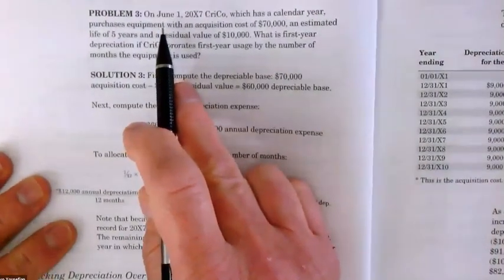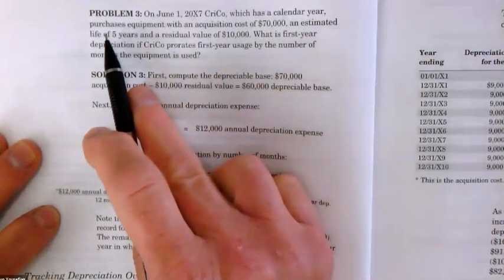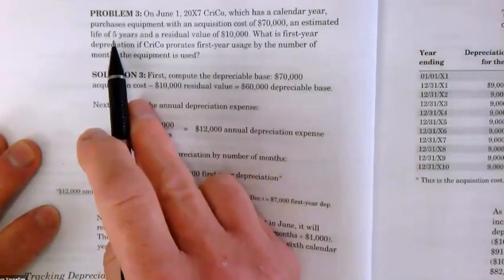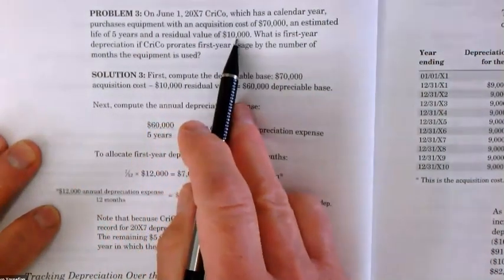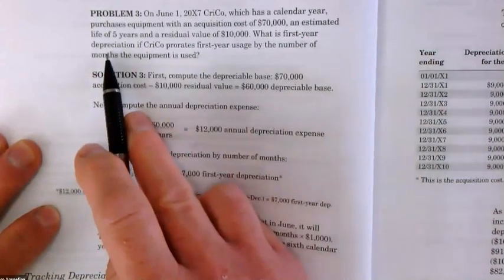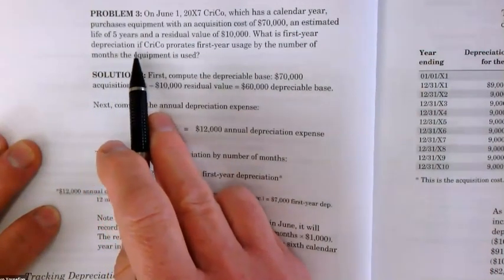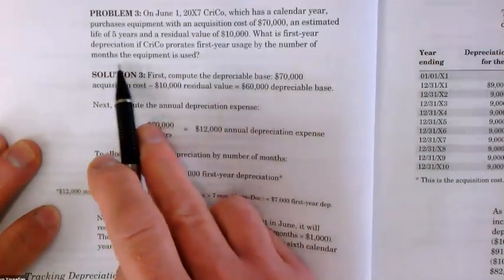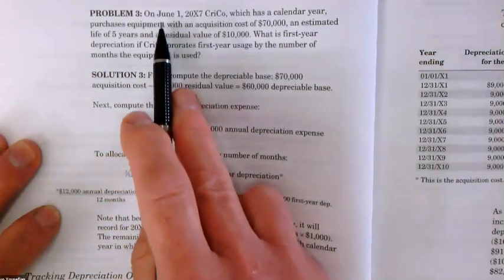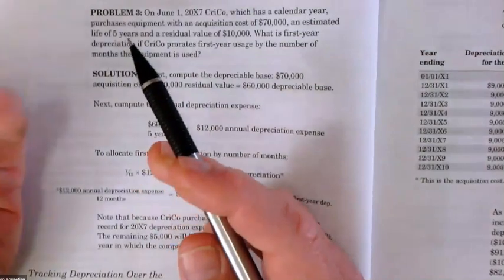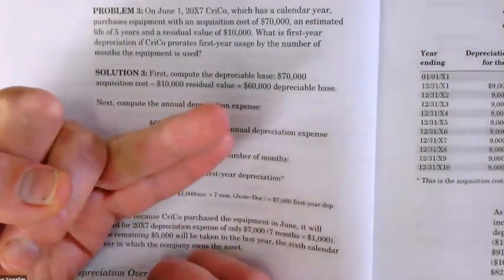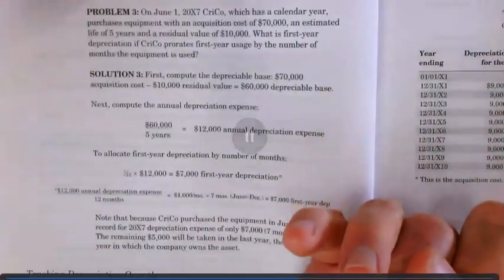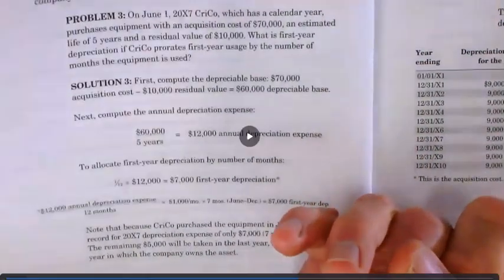On June 1st of 2007, which has a calendar year, CRECO purchases equipment with an acquisition cost of $70,000, estimated life 5 years, residual value $10,000. What is the first year depreciation if CRECO prorates first year usage by the number of months the equipment is used? So they bought it in June. June, July, August, September, October, November, December. It looks like that's 7 months, right?